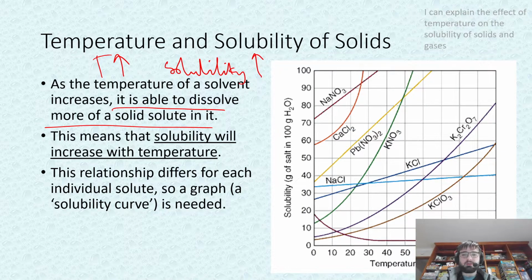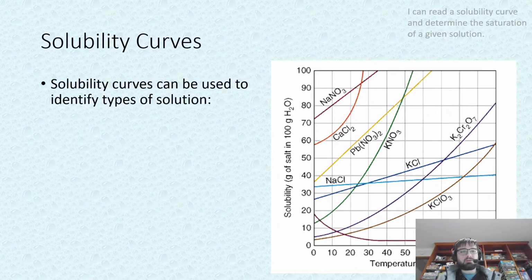So we've got a nice one here. You can see we've got lots of funky things here. We've got some exponential ones, we've got some linear ones. The main thing here is that you just need to be able to look at one of these and be able to read some values off of it. So one of the main things we can do with our graph here, so we call this a solubility curve, is that we can figure out what type of solution we have.